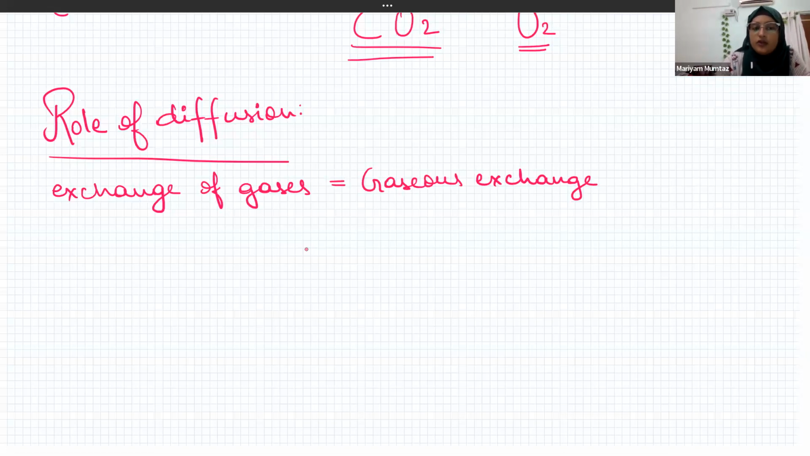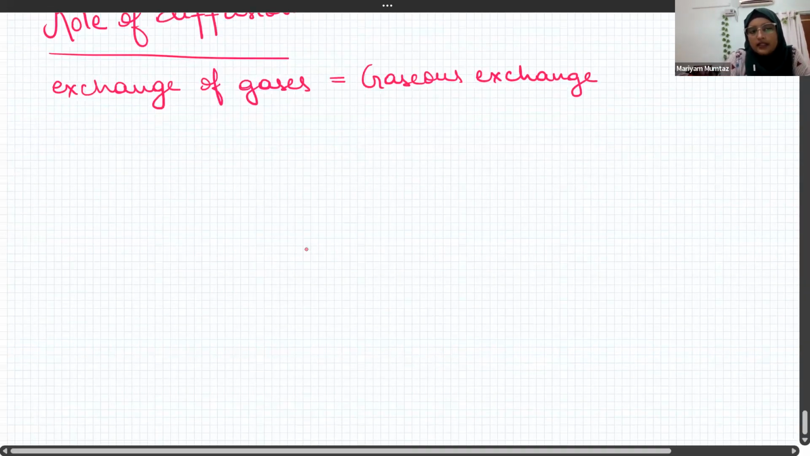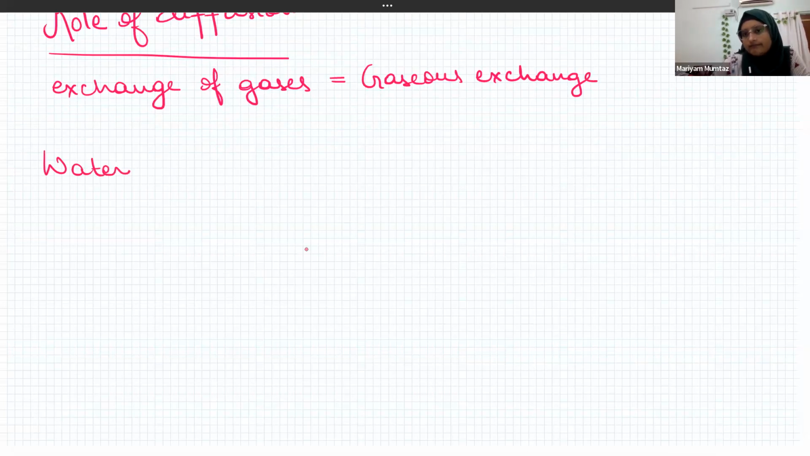Now see, we talked about gases, but there is another thing. Do you people know what water is? I'm glad that you know what water is. Water also moves from the cell to the outside and from the outside to the cell. So water also has a movement, not only gases, and the movement of water is known as osmosis.